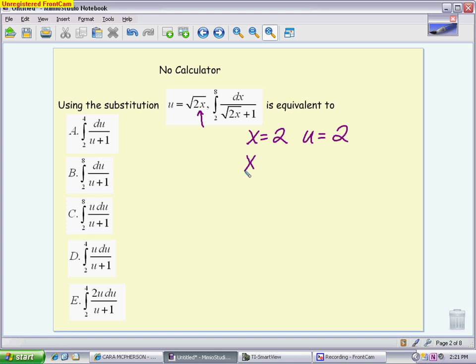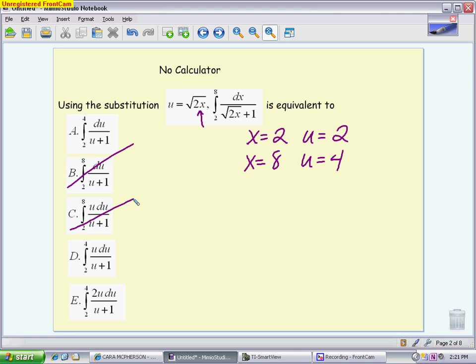And then when x is 8, put 8 into my u equation, I get the square root of 16, which is 4, so my boundaries should be 2 to 4. So first thing I would do on this problem is I would cross off this one, I would cross off this one, and I've got 3 left.